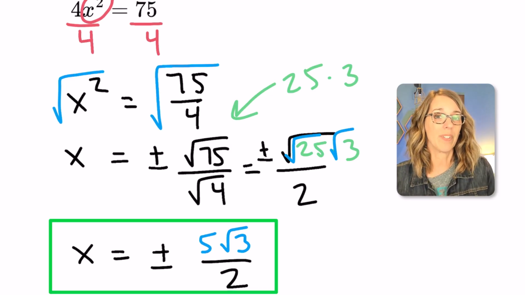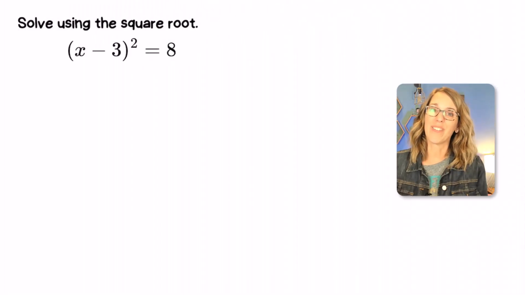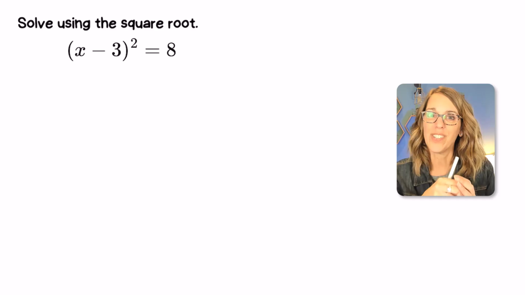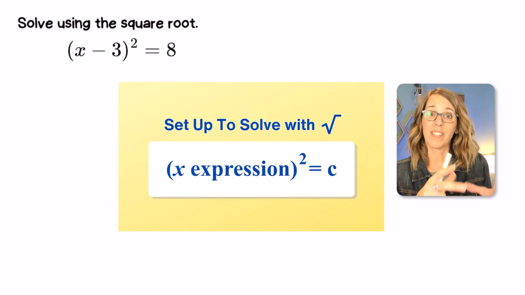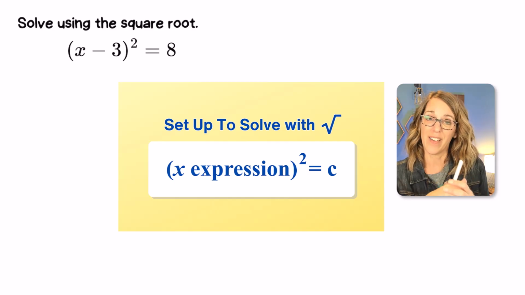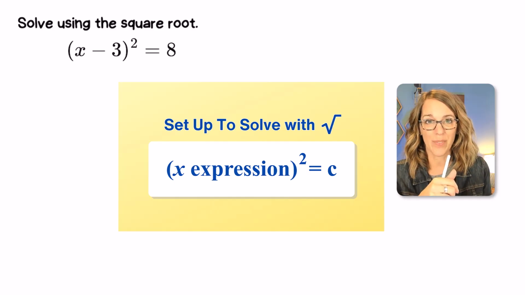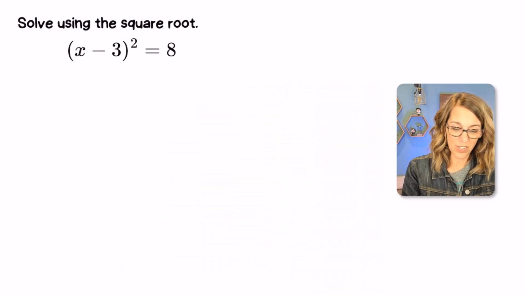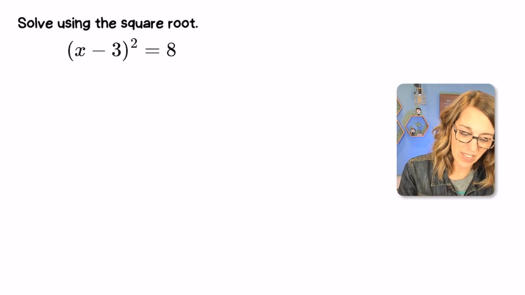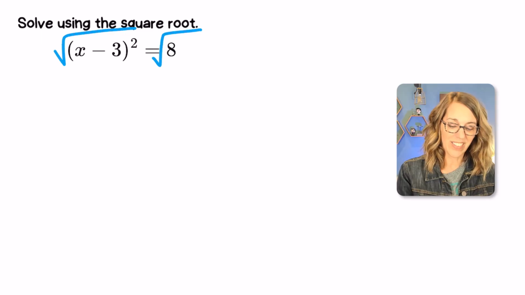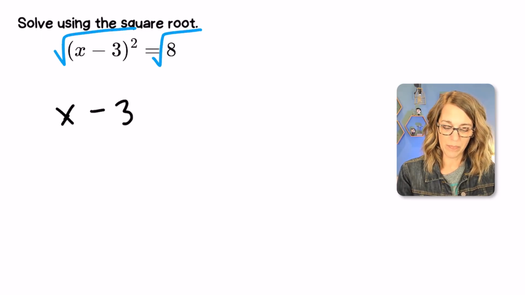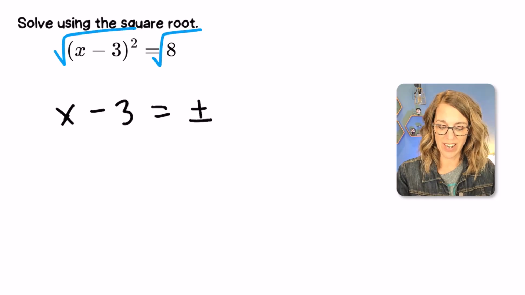One more great example left to go. This one looks different, right? But this one is actually set up exactly how I want it. I've got parentheses squared, but it's still my x quantity squared on the left, and I have just a number on the right. So I am ready to take a square root. I don't need to do anything else to set this up. So I'm going to take a square root there on both sides. On the left-hand side, I get that x minus 3. I'm going to put the plus or minus on the other side. And then I've got my square root of 8.